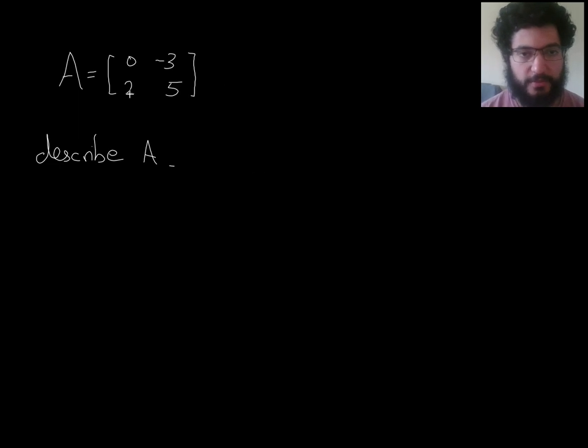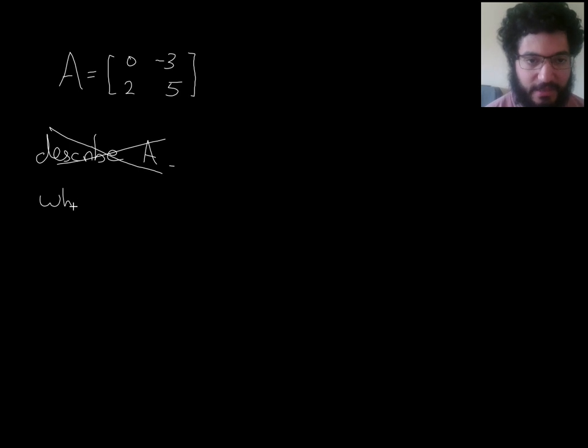Suppose I give you a 2 by 2 matrix like this one, and then I say, describe this matrix. Well, then you could reply by saying, this is a matrix with entries 0, -3, 2, 5, and it's a 2 by 2 matrix. Okay, that's not so helpful though. I don't really care about exactly what the entries are, so let me clarify. What does A do?